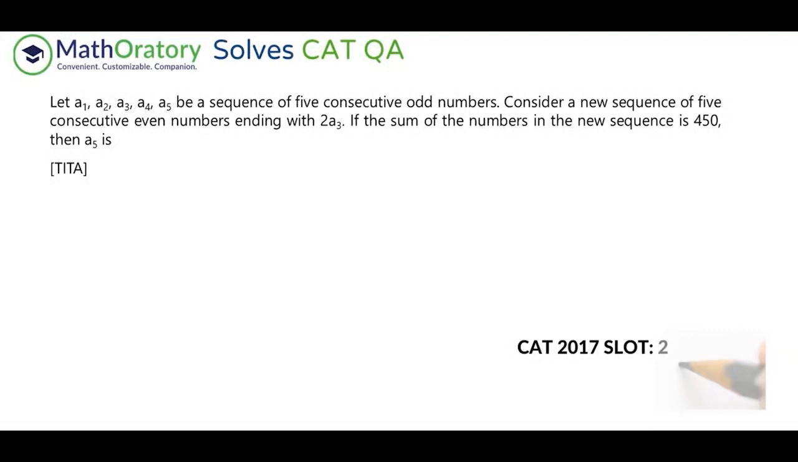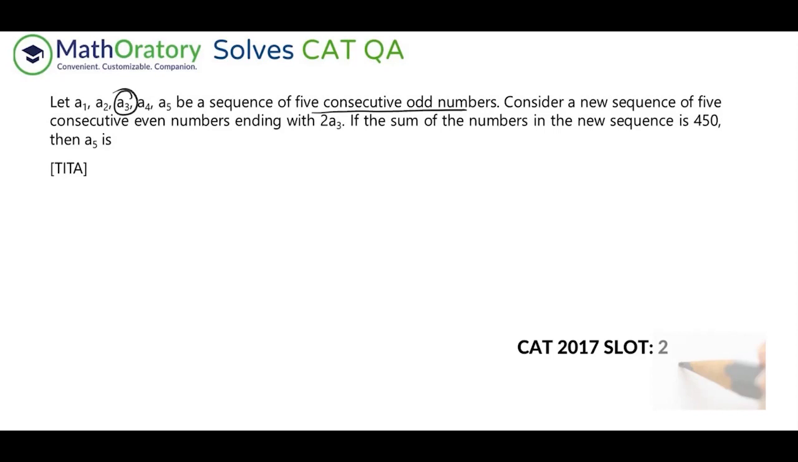Okay, so we have a sequence of 5 consecutive odd numbers. Whenever I have consecutive odd numbers or consecutive even numbers, the thing that immediately clicks in my mind is AP. If it is an AP, I directly know that the middle term is the average. So A3 is bound to be the average here, right? Okay, so this is something I know.